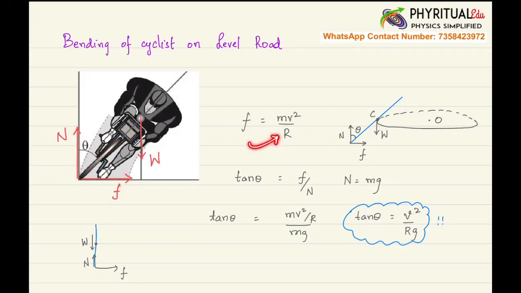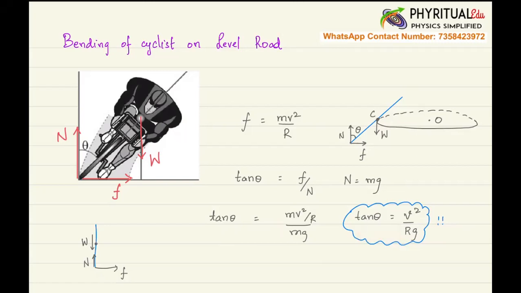The friction will be equal to mv square by r. Now the resultant of N and F, I have made a diagram on the right. So look at the cyclist over there, bent at an angle theta. If the resultant of N and F is this vector, then N, F and the resultant form a right angle triangle, and from this triangle, tan theta will be equal to F divided by N. N should be mg, since the net force in the vertical direction must be 0. Substituting F equal to mv square by r, we get tan theta equal to v square by rg.